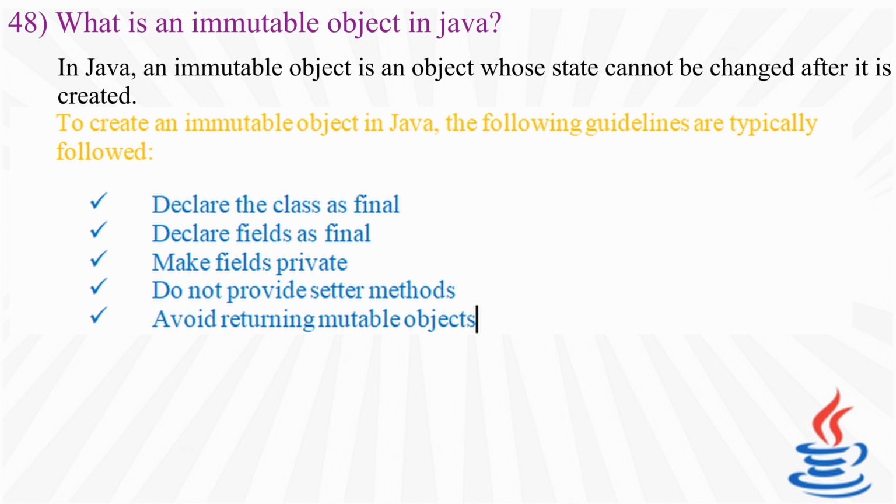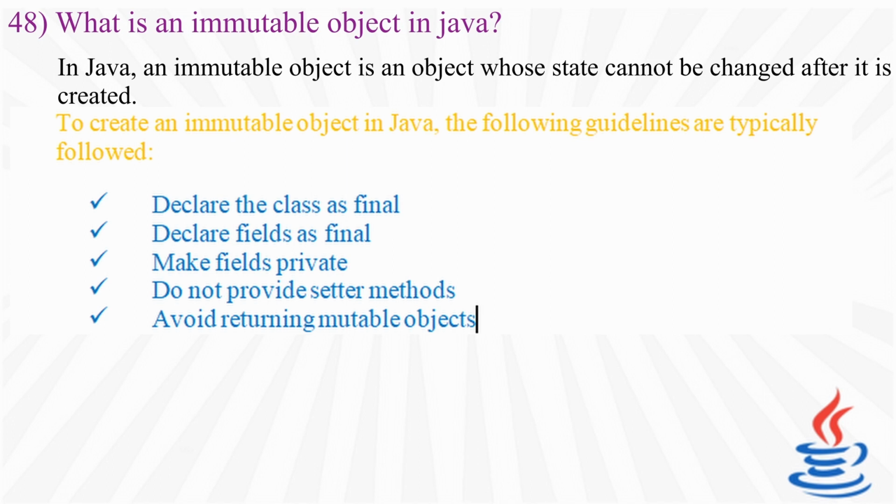Private access modifiers should be used for the fields to restrict direct access from outside the class. Fourth point is do not provide setter methods. Avoid providing any methods that allow changing the values of the fields. Instead, initialize the fields through the constructor or factory methods.